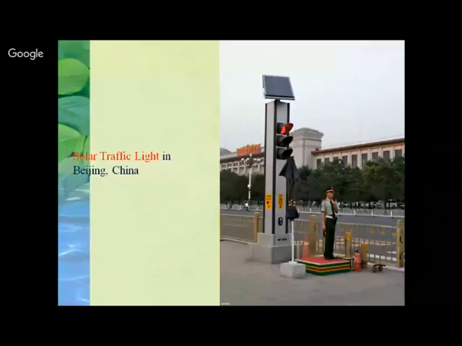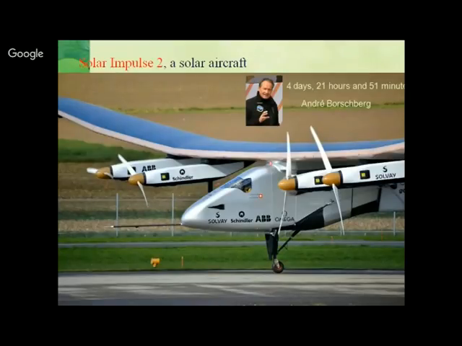सोलर ट्रैफिक लाइट्स, वो तो इंडिया में भी अभी है. बेजिंग का फर्स्ट चाइना में था ये सोलर ट्रैफिक लाइट. सो उसकी पिक्चर है, but now in India also in every places almost it is solar powered. So you can see here, and this one you would have come across, Solar Impulse 2.